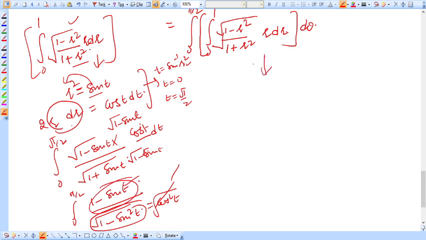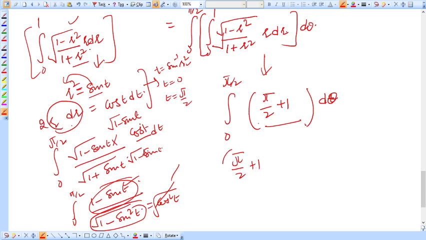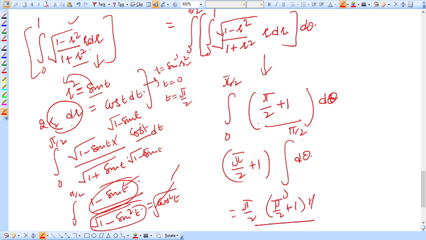And it would be 0 to pi by 2. So the result here would be pi by 2 plus 1, and outside d theta. Now this is a constant, you can take it out. Taking this out, you will have inside 0 to pi by 2 d theta. Integrating this, you get pi by 2, so it is equal to pi by 2 into pi by 2 plus 1. So this is your answer.